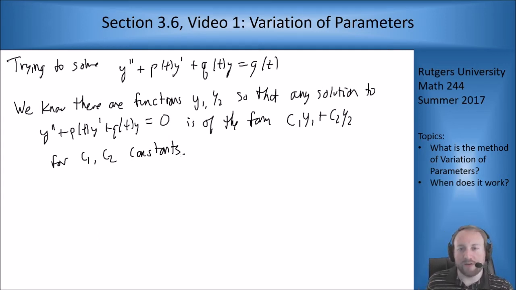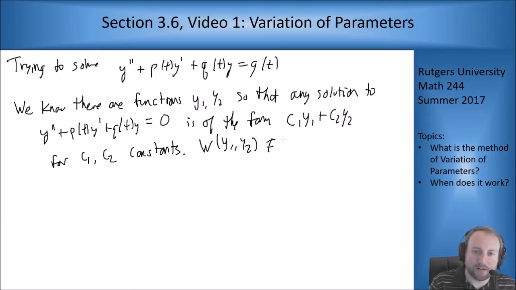We know they're always of this form, and these y1 and y2 make a fundamental set of solutions. In particular, this means that the Wronskian of y1 and y2 is not 0. That'll come up a little bit later in this video. So we know if we take these solutions and add them together with constants in front of them, we get solutions to the homogeneous equation.